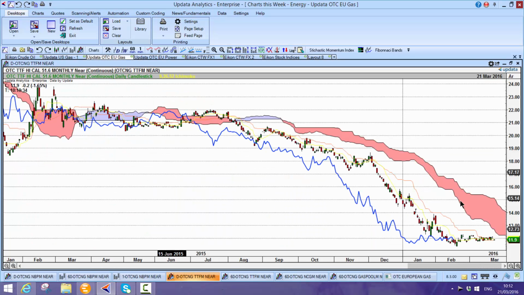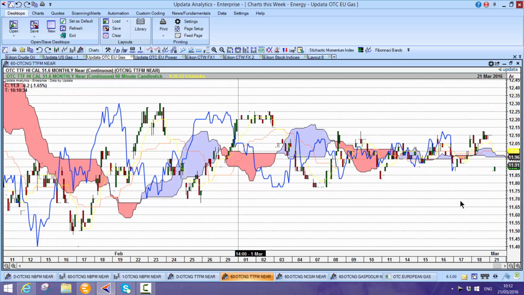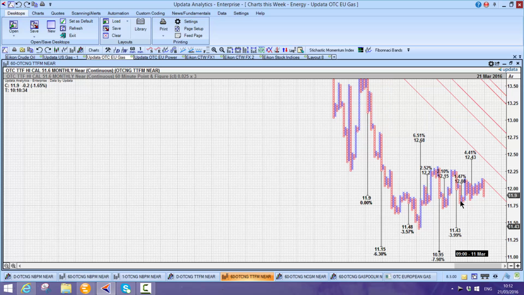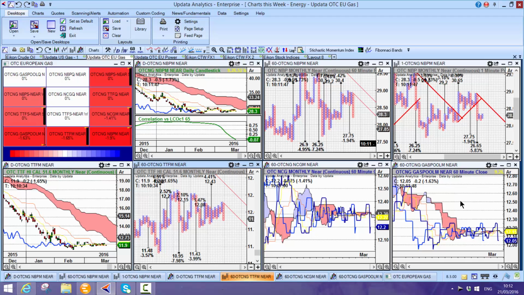If we look at TTF high cal, this is front month again. This is the daily chart. We're below the cloud here, so we've just been bearish really for the last several months. Quite a bearish picture. And if we look at the 60-minute chart, we see we're very range bound at the moment in around this 12 euro area. So Shift T on your chart, again, downside targets here 11.43, 10.95, and less upside potential, so still looking pretty bearish for TTF. Remember, the 1 minute charts will give you the even closer targets.